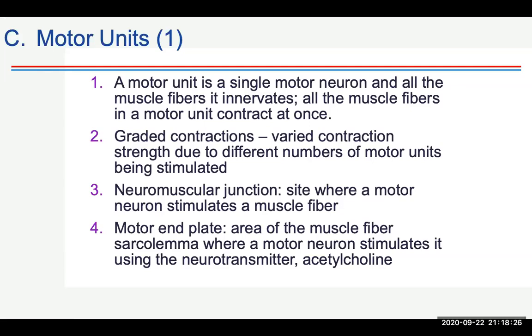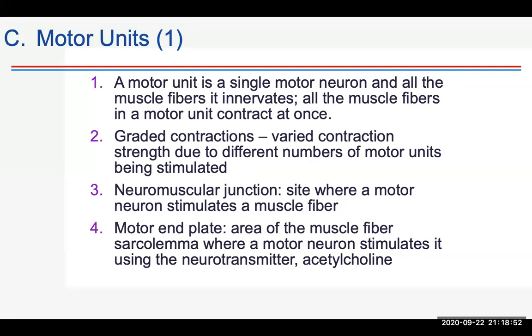So what is a motor unit, first of all? A motor unit is a single motor neuron and all the muscle fibers it innervates. All these muscle fibers in a motor unit will contract at once. So a motor unit, again, is a single motor neuron and all the muscle fibers it will innervate. Graded contractions are varied contraction strengths due to different numbers of motor units being stimulated.